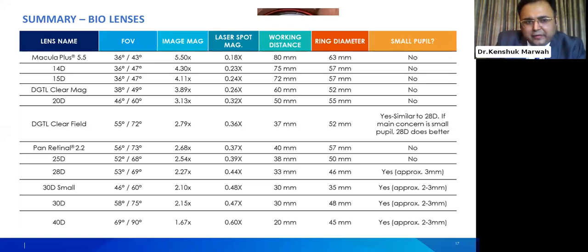So in the FO view, the field of view, when you read this table, it shows 36 degrees in macula plus. That means when you hold the lens centrally, the image is 36 degrees. But once we ask the patient to look up temporally or nasally, the field of view actually increases. So in the 20 diopter lens, the central field of view that we get is around 46 degrees. But once we examine sitting centrally, we can go up to 60 degrees of view also. So this is about this table.